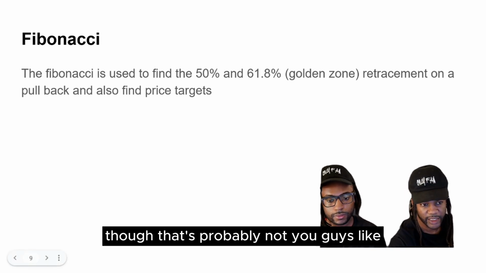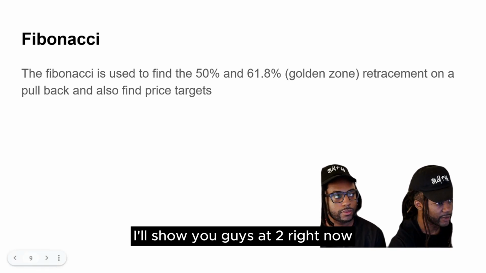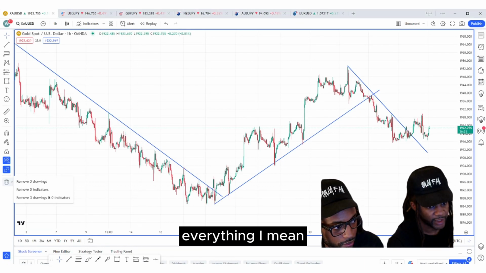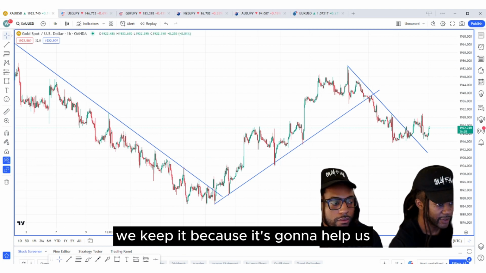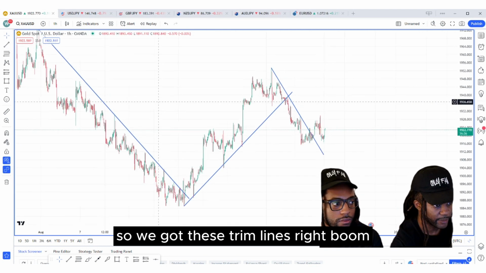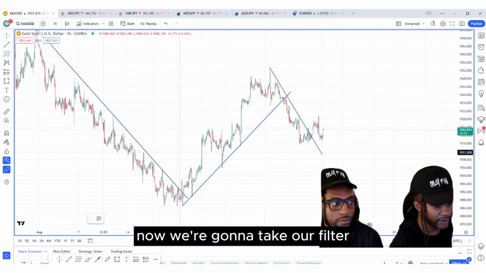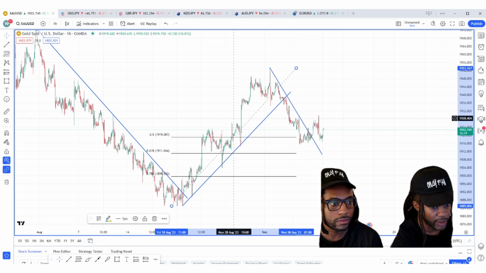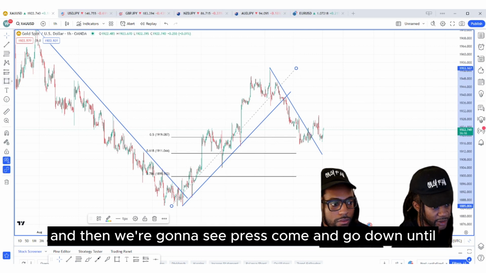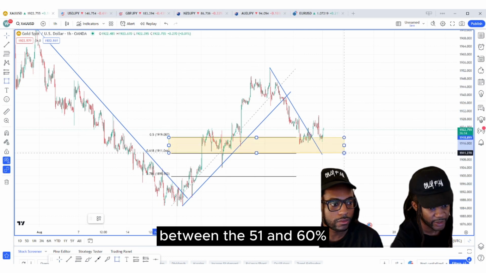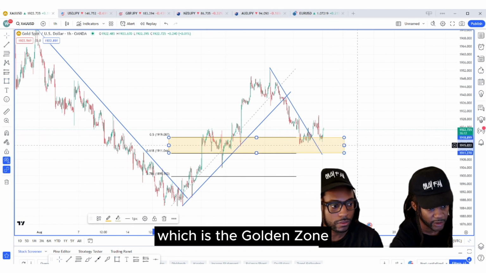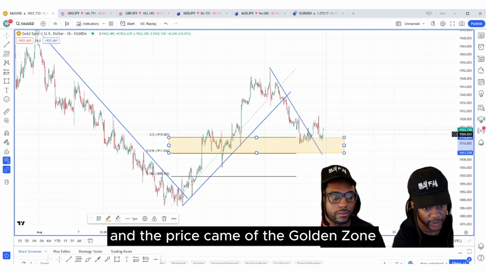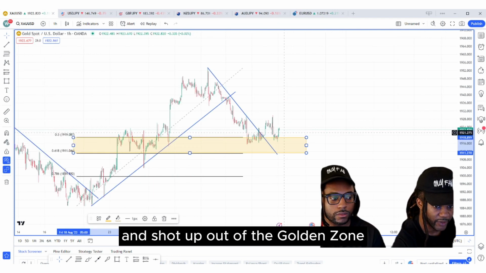But that's Fibonacci, guys. I'll show you the two right now. So we'll go back to the charts. We can keep everything, because it's going to help us for the fib. So we've got these trend lines, right? Now we're going to take our fib tool and draw it from the bottom to the top of a move, and then we're going to see price come down between the 50 and 61.8%, which is the golden zone. That was another major area of support that you saw before, and the price came off the golden zone and shot up out of it.